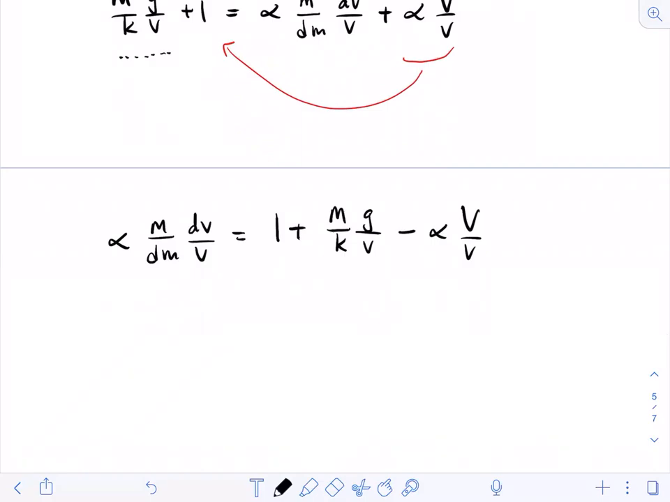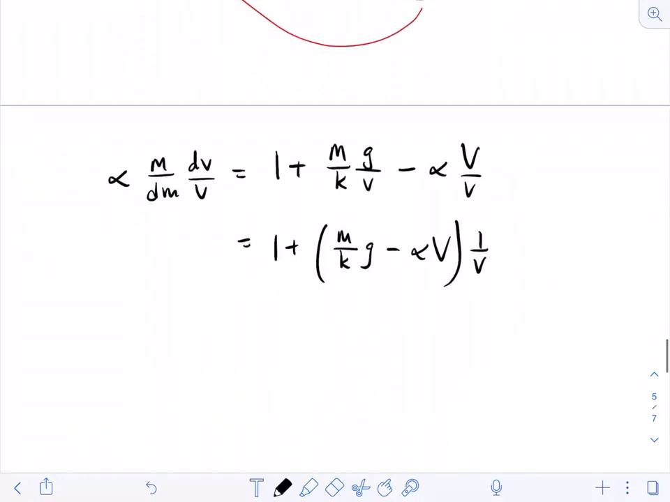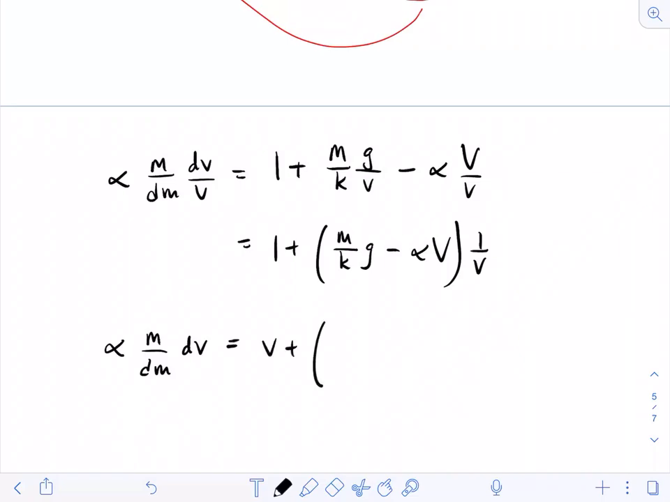Okay, so this is equal to what? 1 plus, there's a common factor of 1 over v, and so we would get an alpha big V, and then we'd have a 1 over v like that. So then we could do something like alpha m dm dv. So let's multiply by a v, and so we would get little v plus m over kg minus alpha v.